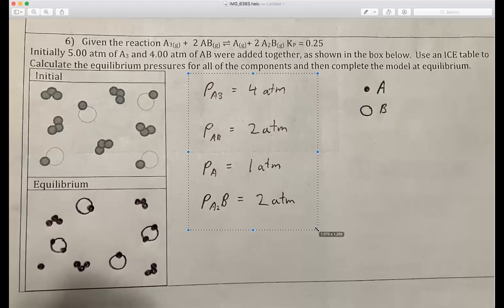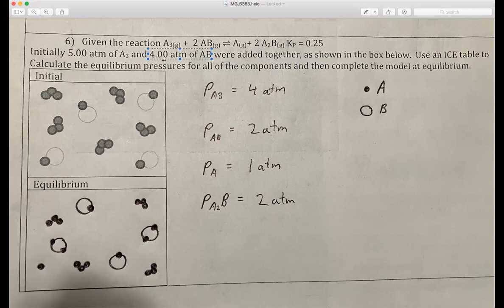Now you can see all the same numbers there. Just copied those. Then I looked at the equation, so I saw A3, and here's showing three things together, so that must be A. Solve that, and then on 2AB, well, that's probably this guy right here. So B is the open circle. And to make the equilibrium picture, it's just a matter of copying the amounts. So this kind of thing only works if the numbers are designed correctly, or else it'd be hard to draw. But note that there are five atm of A3, and there's also five of these three atom things.